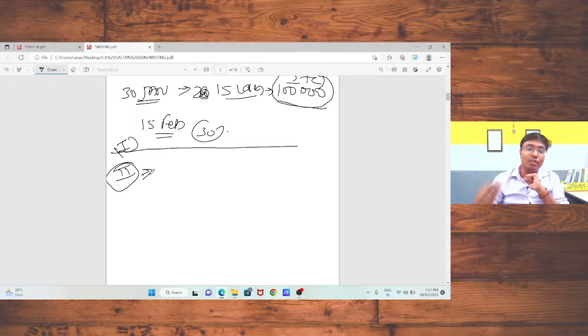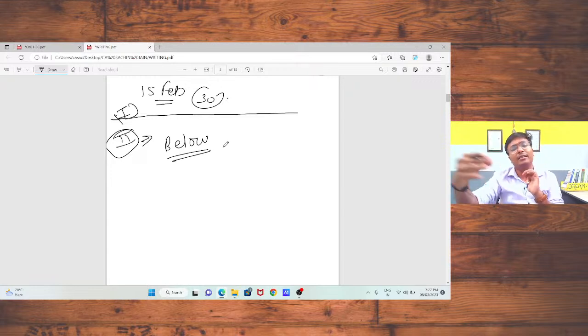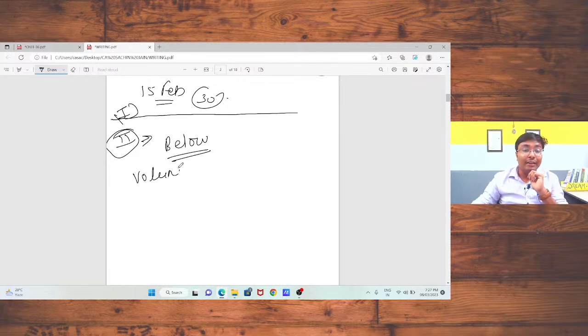Now I am taking the second situation. In the second situation, my turnover is below the specified limit. But because I want to sell interstate or for certain other reason, I want to take the registration. That is, in case of voluntary registration, there is no liability on me to take the registration. I am voluntarily taking the registration.